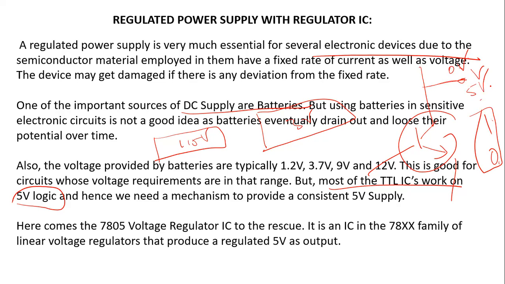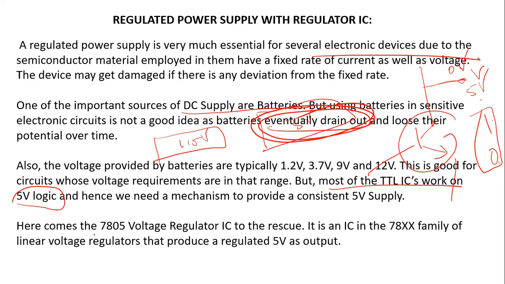And so the voltage regulator is one of the most important components of your power supply in order to provide a fixed voltage. Also, you cannot use a battery, because a battery will eventually drain out, right? So you cannot rely on an external battery system. You need a continuous DC power supply to properly operate your electronic devices.